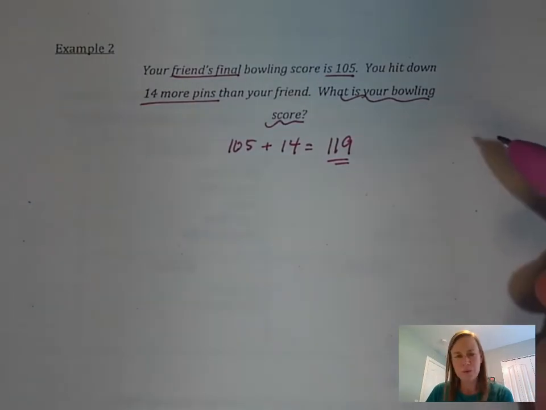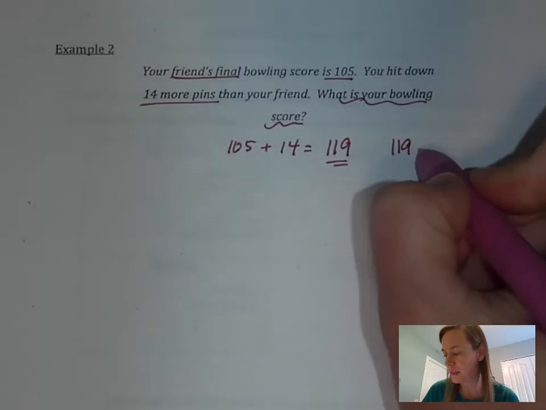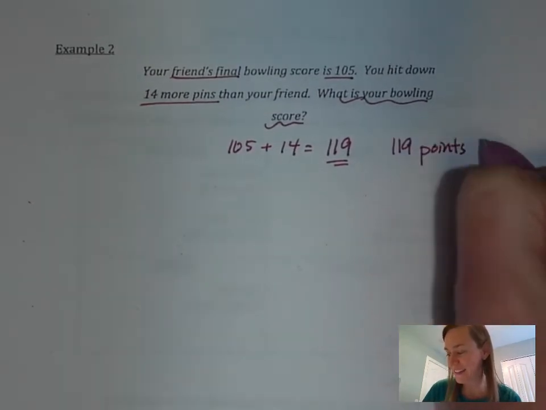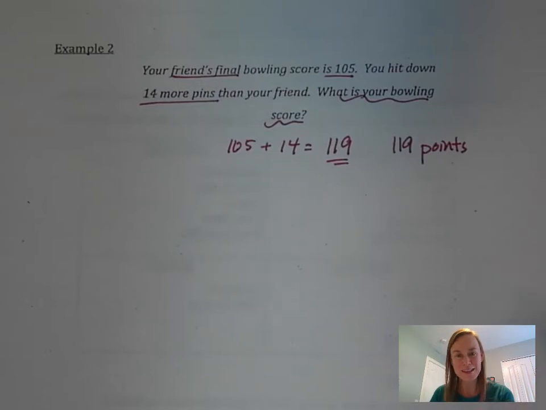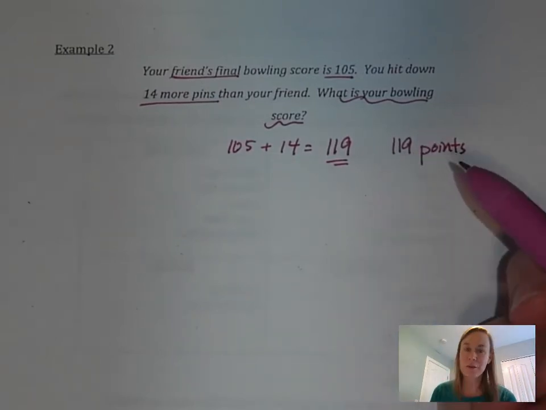So what would I put with units? I guess you would put, I don't know, 119 points? I don't bowl a lot, guys, so if you know otherwise than this, you can send me a message. But I'm just going to go with 119 points, or 119 for the final score.